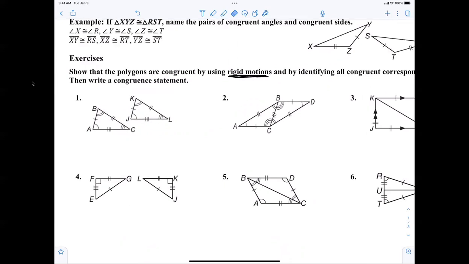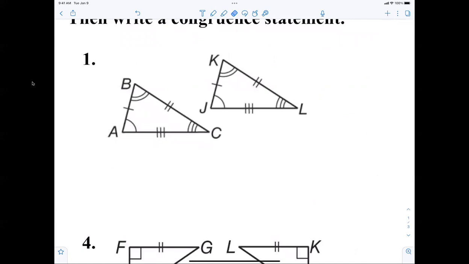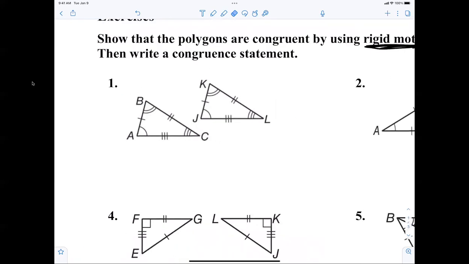Everybody should be able to look at that and say angle A is congruent to angle what? Angle B is congruent to angle C, is congruent to angle, AC is congruent to, AB is congruent to, and BC is congruent to. Therefore, the triangles are. And now the congruent statement, that's the only thing I care about. The congruent statement says this.